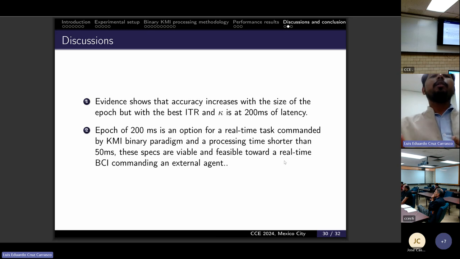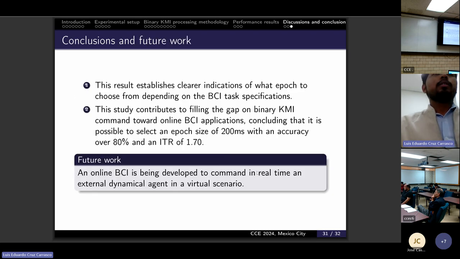So we can build an online BCI that considers epochs of 200 milliseconds to process the data window, and command an external agent every 250 milliseconds, because the processing time is less than 50 milliseconds. As a conclusion, the results show that we can consider the epoch size depending on the task. If the task requires that the response or the visual feedback from the BCI be faster than human perception, we can use the epoch size of 200 milliseconds.